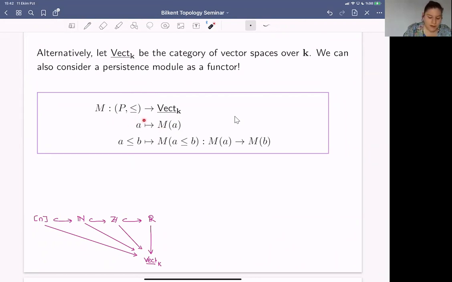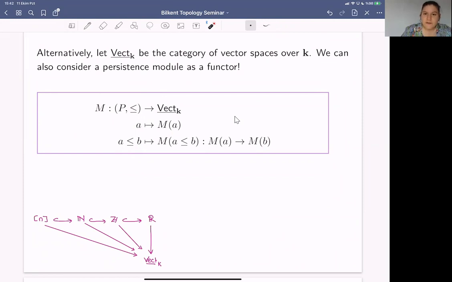Then you are assigning to each object A a vector space M of A. And what about the morphisms when A is less than or equal to B? That means you are assigning to this morphism a morphism from M of A to M of B. So this is a functor from the poset category to the category of vector spaces.